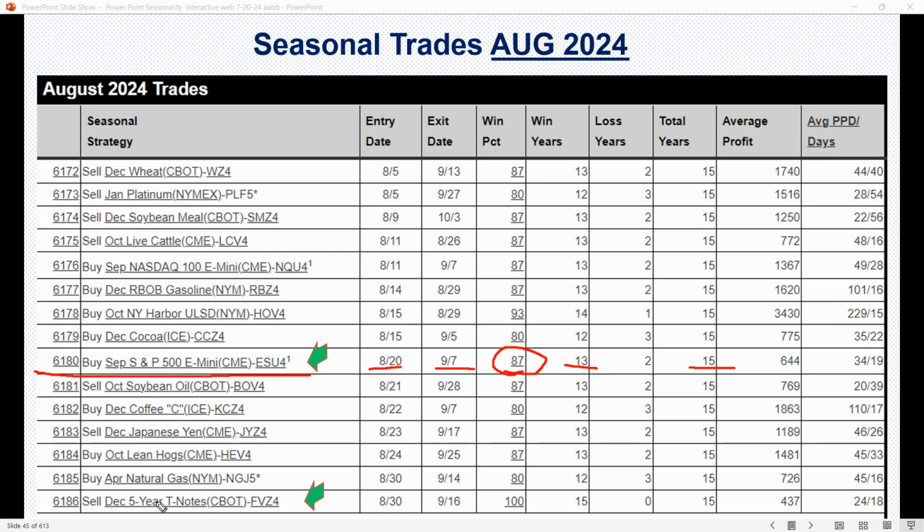Now here's another one. If you're looking at T-notes, this has been a 100% winner. This is actually selling the 5-year T-note. There are so many different things you can do, but this one looks really good. I'll definitely be looking at that one. Let's take a look at what it has looked like in the past.